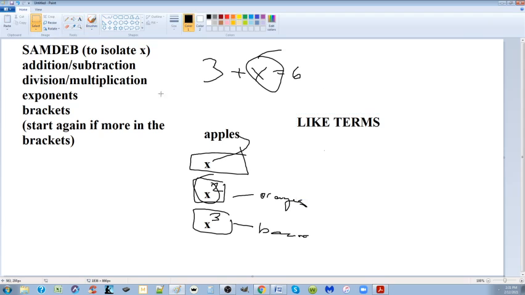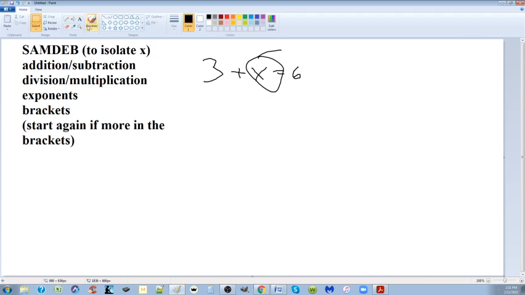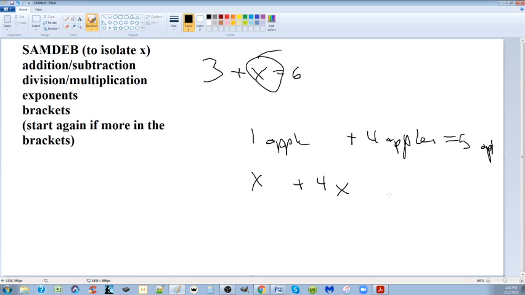Now, before I get on to like terms, let's go back to x being an apple. Suppose I said you have 1 apple, and I give you 4 more. It's very clear that you have 5 apples. You did it very easily. If I say I have 1x, or just x, and I give you 4x, a lot of students go, what? Well, it's the same as 1 apple, and I'm giving you 4 more apples, so you have 5 apples.